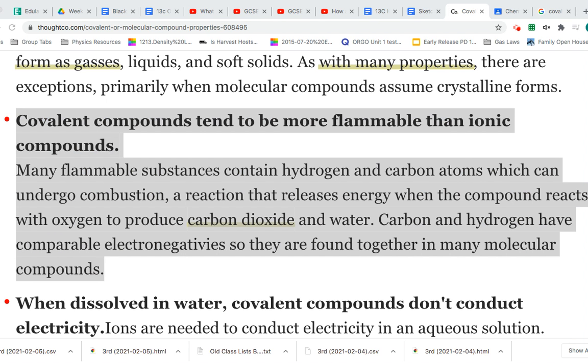Covalent compounds tend to be more flammable than ionic compounds. Many flammable substances contain hydrogen and carbon atoms, which can undergo combustion reaction. The reaction releases energy when the compound reacts with oxygen to produce carbon dioxide and water. Carbon and hydrogen have comparable electronegativity, so they are found together in many molecular compounds.